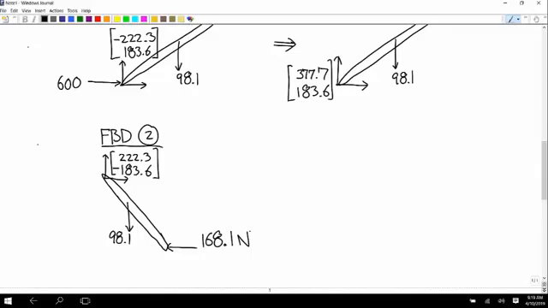Yes? Right, that's right. Any questions about that example? All right.